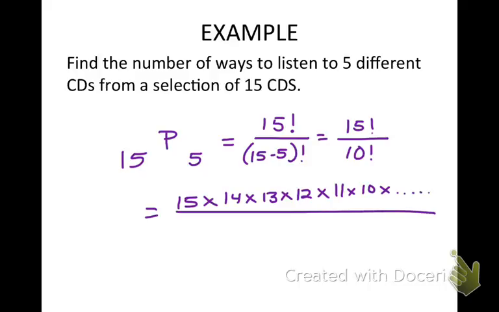What is 10 factorial? 10 times 9 times dot, dot, dot. So what can I cancel out? Everything up to 10. So really I'm going to be left with what numbers? Just the 15 to the 11, right? So that gives you fewer numbers to actually multiply on your calculator. So what is 15 times 14 times 13 times 12 times 11?